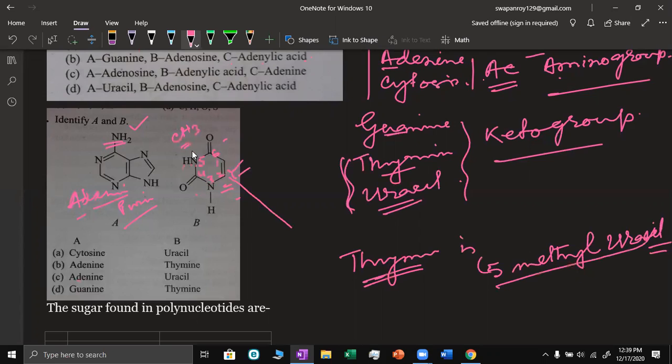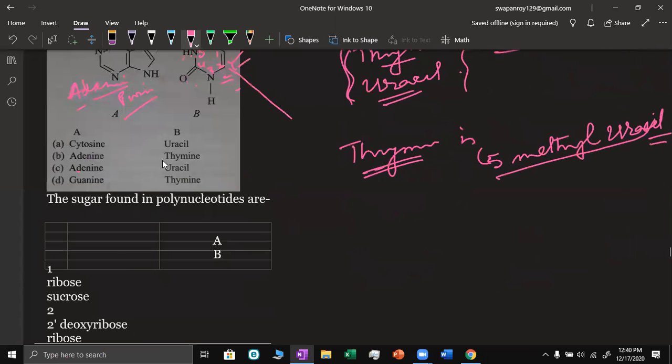Right? If this is replaced by a methyl group, then this one will be thymine. Again, cytosine will have this one NH2 amino group. Okay, so here it is adenine and uracil.